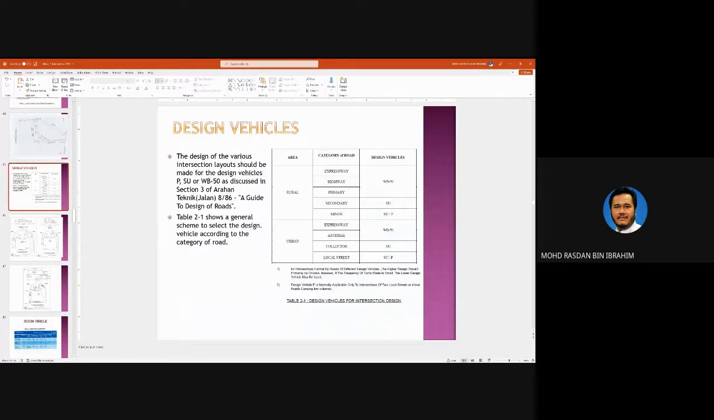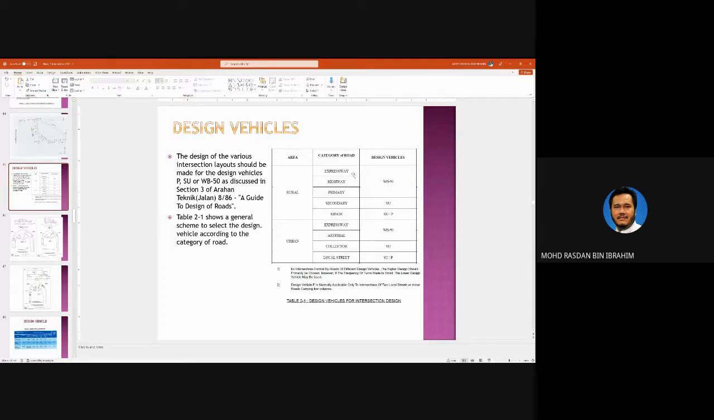The next thing that you need to consider is design vehicles. Again, it involves turning movements. So you have several design vehicles, be it WB50. This is wheelbase 50 feet, meaning that the length of the vehicle is 50 feet. SU, what is that, sports utility? I've forgotten. The other one is P, passenger vehicle.